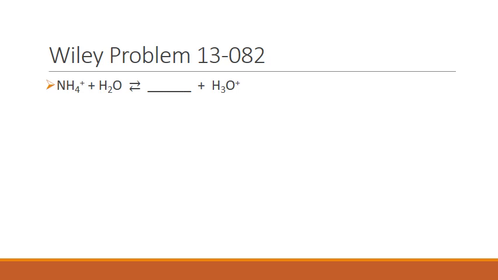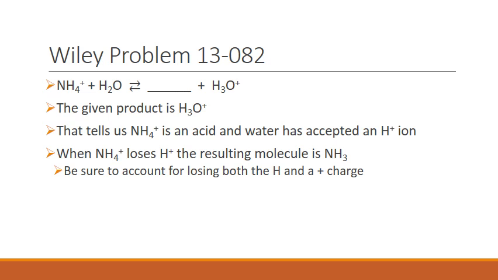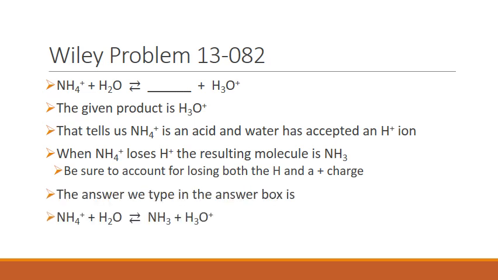The next example is ammonium plus water gives us something plus hydronium. The given product is hydronium, so that tells us that ammonium, NH4+, is an acid, and water accepted an H+ ion from it. When ammonium loses the H+, the resulting molecule is ammonia, NH3. So we need to account for losing both the hydrogen and the positive charge. The answer that we want to type is NH4+ plus water in equilibrium with NH3 and hydronium.